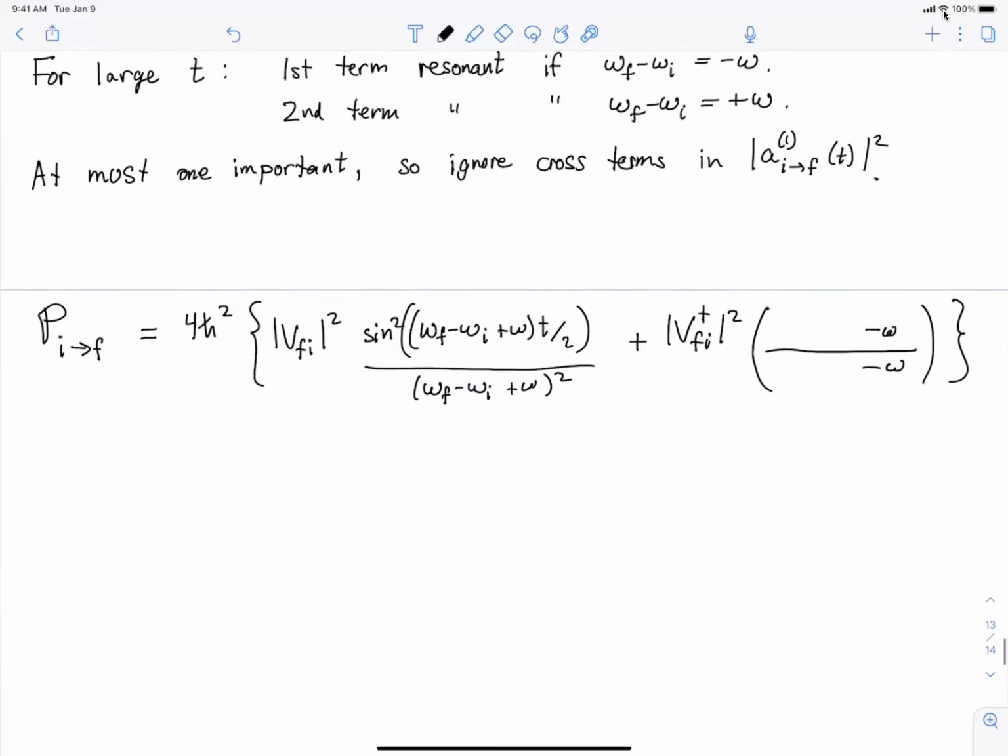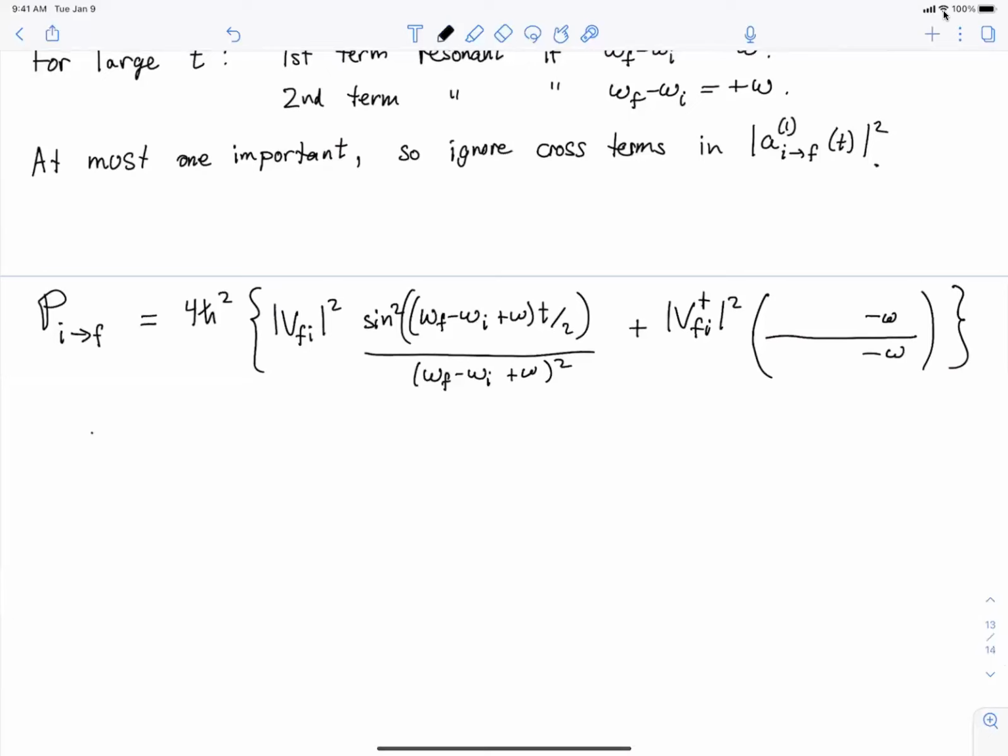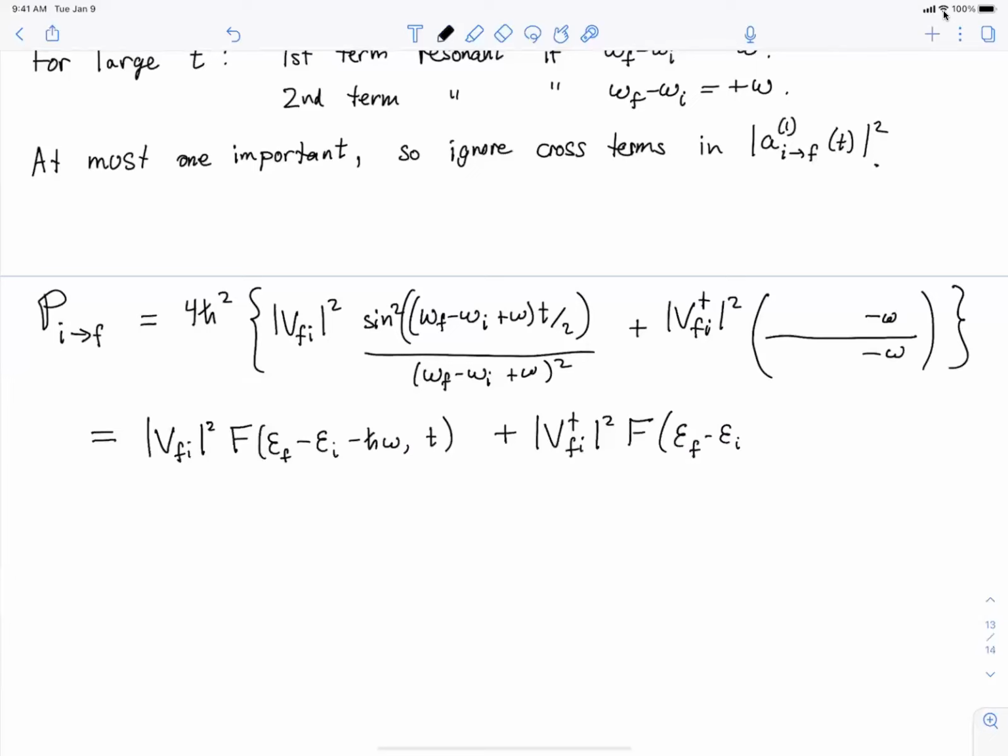Those things are really just our functions f again, but with a different argument. So these are V_FI squared times f of E_F minus E_I minus h bar omega, and then as a function of time. And then the second term is this plus h bar omega times t. And so that's what I mean by the large T limit.